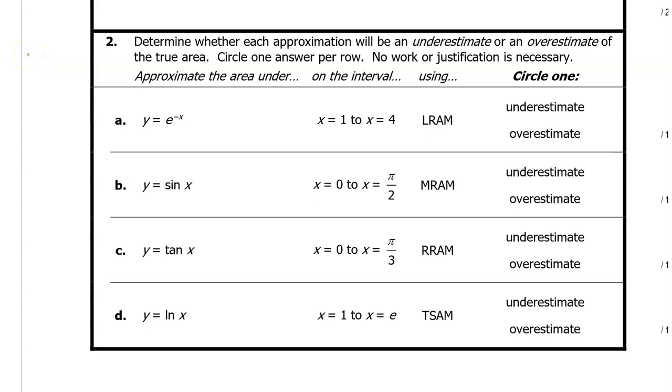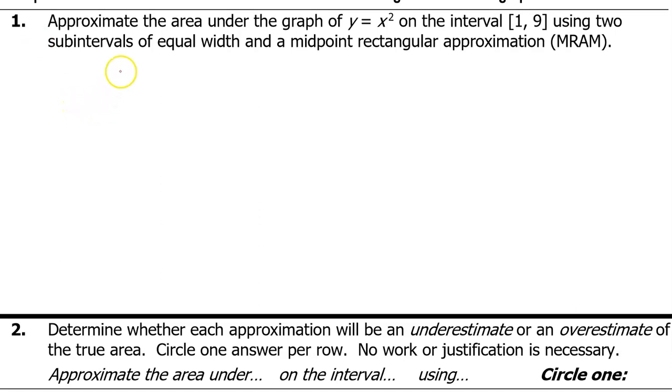In this video, I will show you how to approximate the area under a curve using the different types of Riemann sums. I will also show you how to tell if you are getting an overestimate or an underestimate. Number 1. Approximate the area under the graph of y equals x squared on the closed interval from 1 to 9 using two subintervals of equal width and a midpoint rectangular approximation, or MRAM.